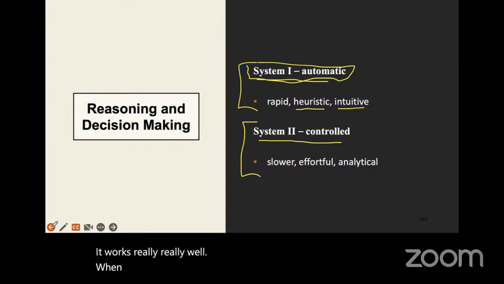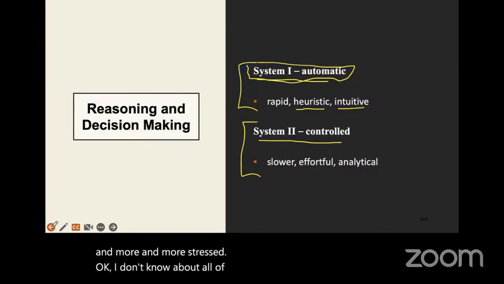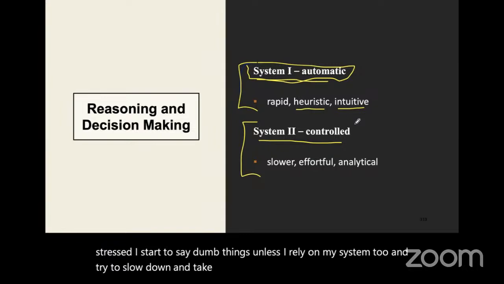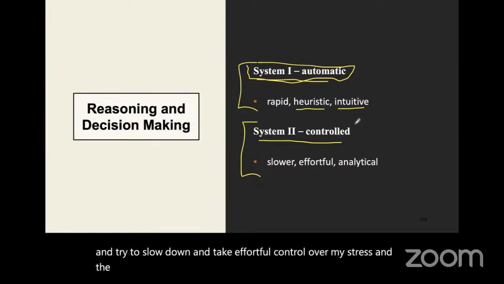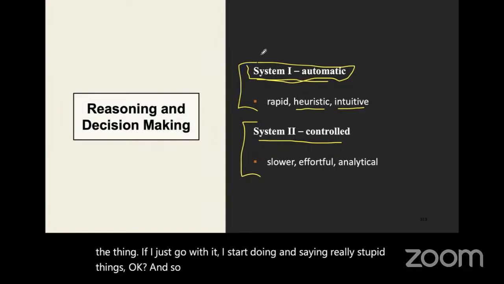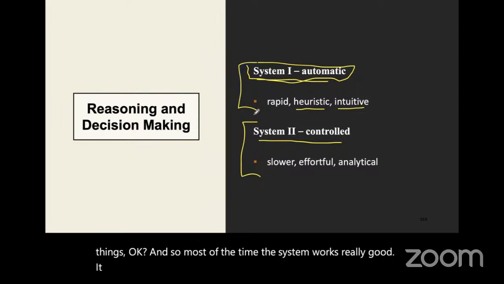When this system 1 starts to break down is when we become more and more stressed, okay? I don't know about all of you. I know that when I get heavily stressed, I start to say dumb things unless I rely on my system 2 and try to slow down and take effortful control over my stress. If I just go with it, I start doing and saying really stupid things, okay? And so most of the time the system works really good. It starts to break down when we start getting more and more stressed, okay?